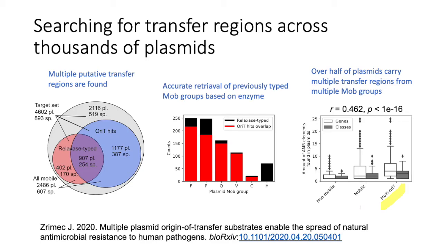But most importantly, we find that over half of the mobile plasmids carry multiple transfer regions from multiple mobility groups, which shows that they carry different transfer mechanisms that could potentially enable them to transfer among different host ranges. A very important finding is also that the amount of transfer regions per plasmid seems to correlate with the amount of antimicrobial resistance genes found on the plasmid. So these multiple transfer regions might present a mechanism for the observed quick spread of resistance from the environment to humans.